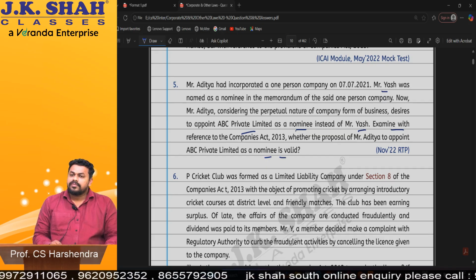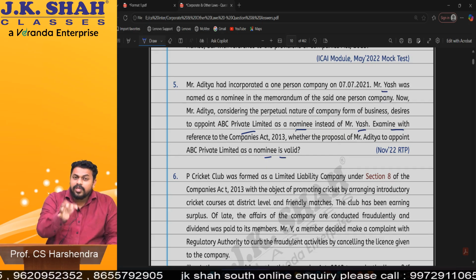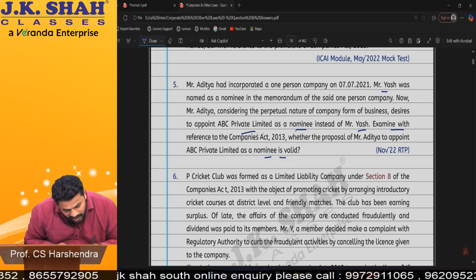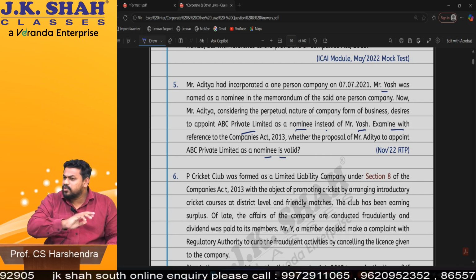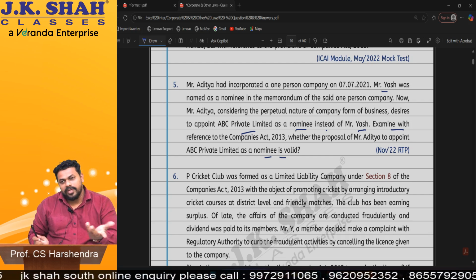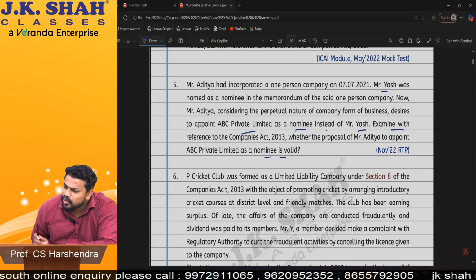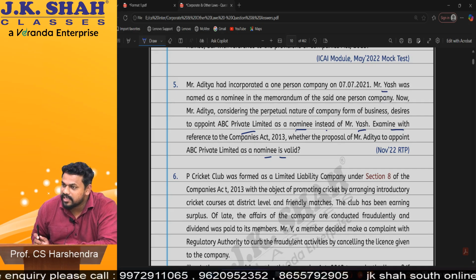No. Why not? Because if you want to be a nominee, you need to be a natural person. ABC Private Limited is obviously not a natural person. It is an artificial person, so it cannot be appointed as nominee. Am I clear? Third point, I'll explain, don't worry.